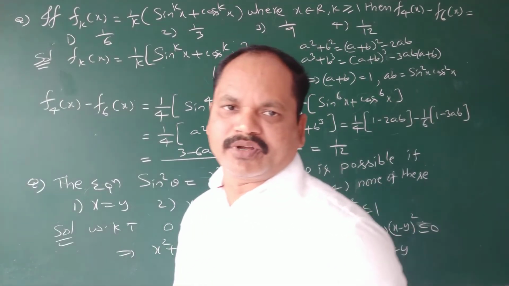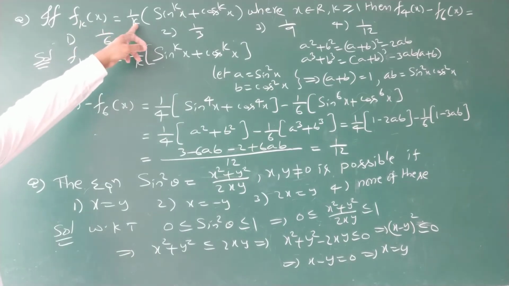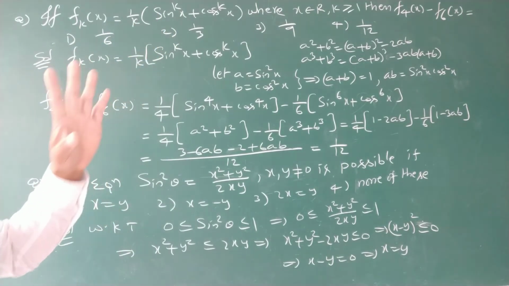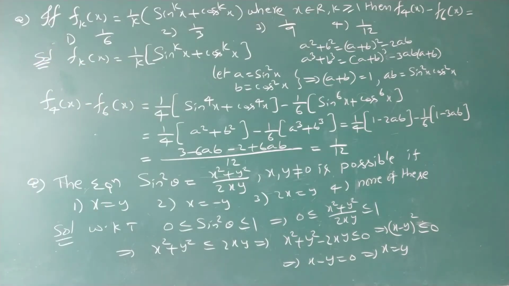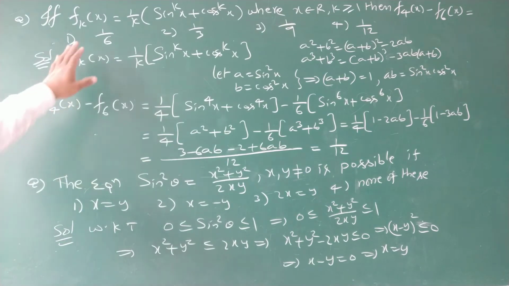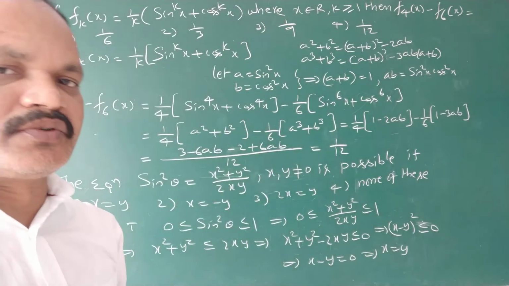Now we are going to the next question. If f_k of x is equal to 1 by k times of sin power kx plus cos power kx, where x belongs to R, k greater than or equal to 1, then f4 of x minus f6 of x is equal to: first option 1 by 6, second option 1 by 3, third option 1 by 9 and fourth option 1 by 12.